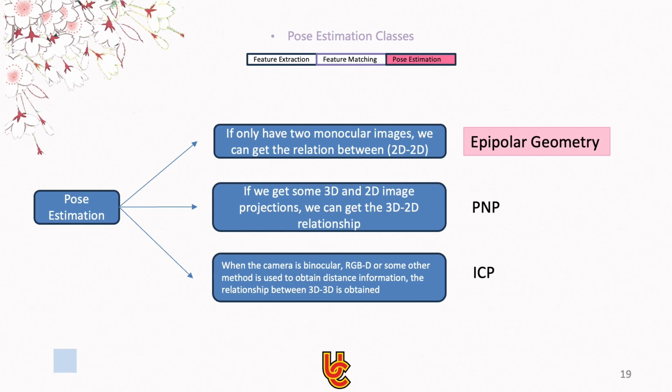And when the camera is binocular, RGB-D or some other method is used to obtain distance information. The relationship between 3D and 3D is obtained. That's called ICP. And in my presentation, I will introduce epipolar geometry in detail, because it has more relationship with what we have learned in the class.